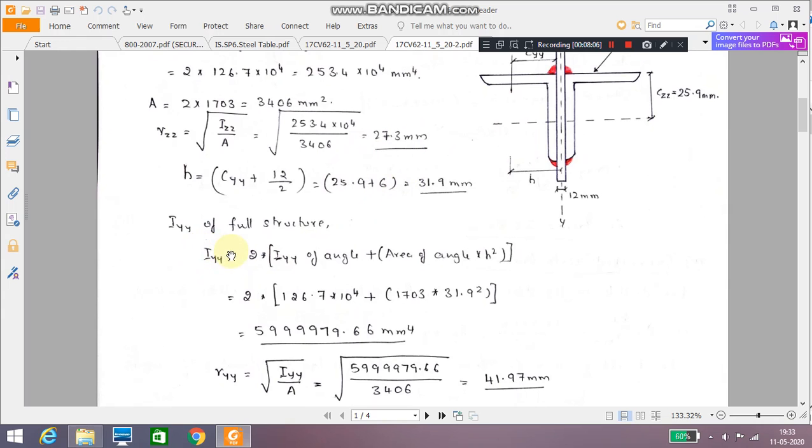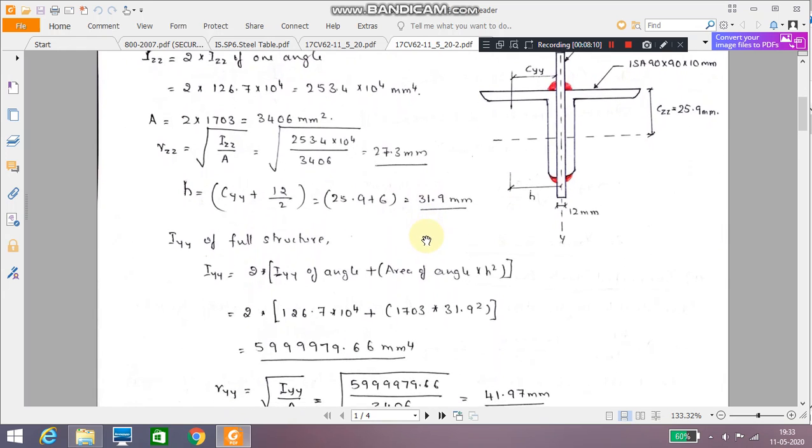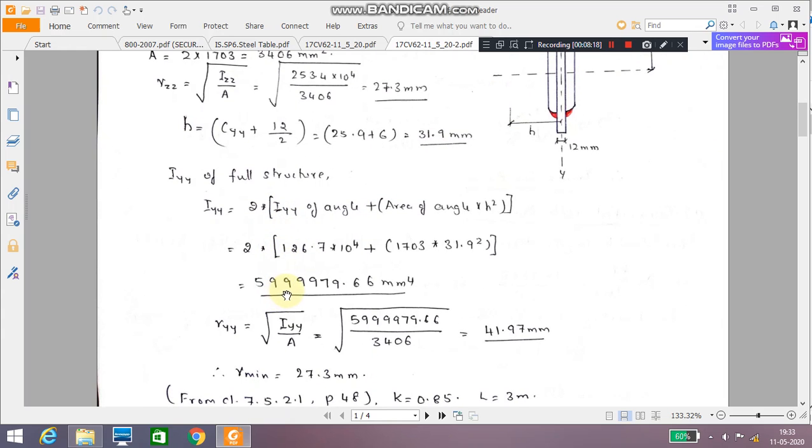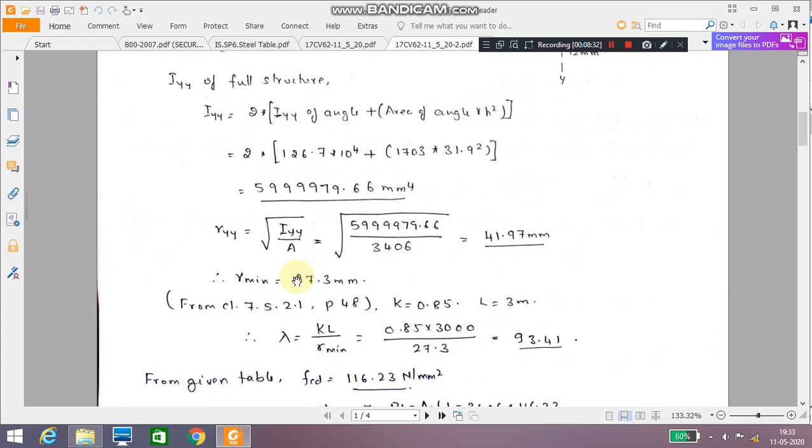Therefore IYY for the full section works out to be 2 into IYY of the angle plus area of the angle into H square. So that works out to be 5999979.66 millimeter raised to 4, and RYY works out to be 41.97 millimeter. Out of RYY and RZZ, the least value is R minimum equal to 27.3 millimeter.